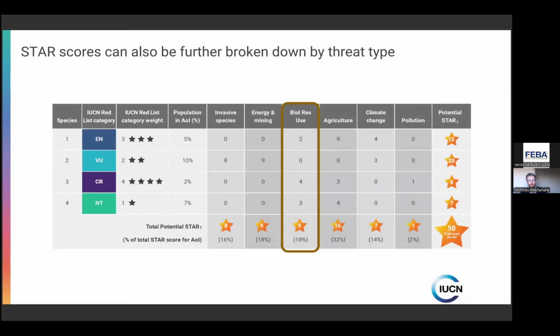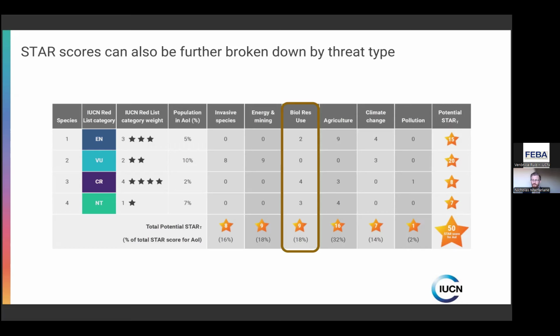Each species can be threatened by a specific combination of threats. And these are threats that are assessed during the assessment process of the individual species onto the Red List. And they're a standard categorization of threats, which is important because that's what lets you combine across all of the different assessments across the 160,000 species in the Red List. But because each species can be threatened by a specific combination of threats, the STAR score for the site can be broken out by threat type.